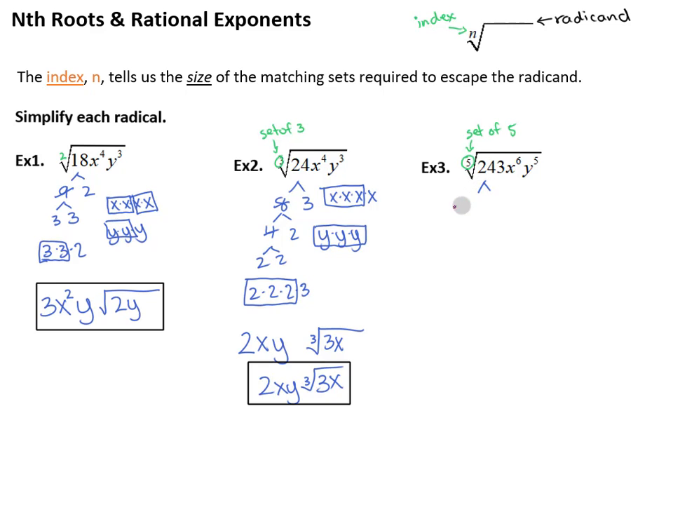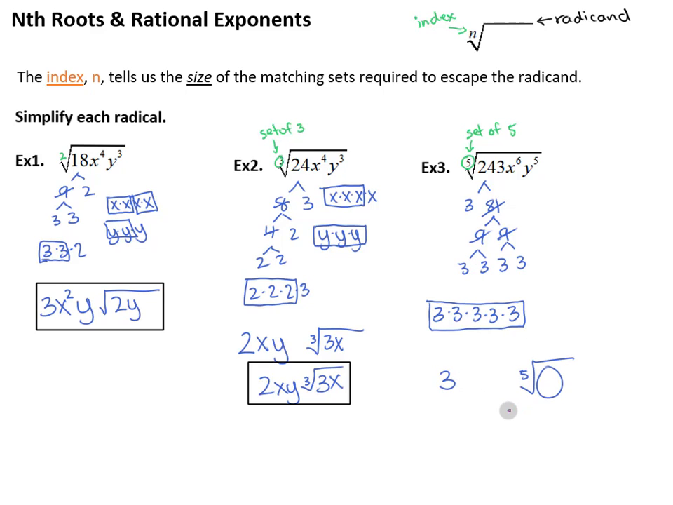So 243, I think, is divisible by 3. We can divide that by 3. That becomes 3 and 81. 81 we could break down as 9 times 9, and each 9 will break down as more 3s, 2 sets of 3s each. So we end up with 3 times 3 times 3 times 3 times 3. We actually do end up with exactly one set of five 3s. So we do get to take a 3 out of our fifth root.